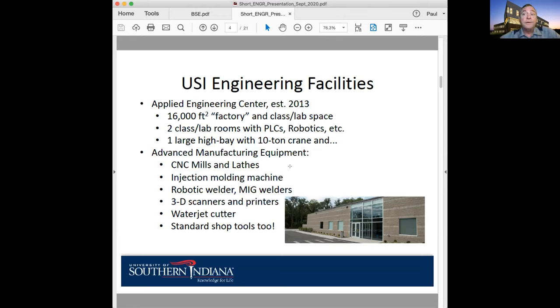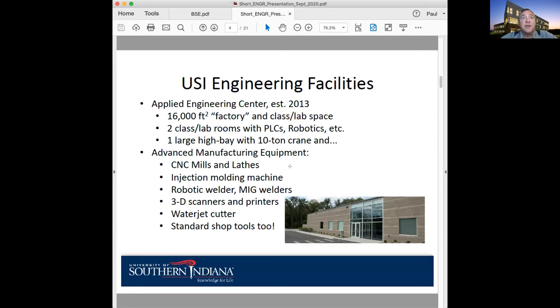Our water jet cutter is, you might imagine, like a giant above ground swimming pool, kind of rectangular shaped, but it's got a water jet head on it that cuts things out of metal, styrofoam, et cetera. And it is one of our most popular tools.